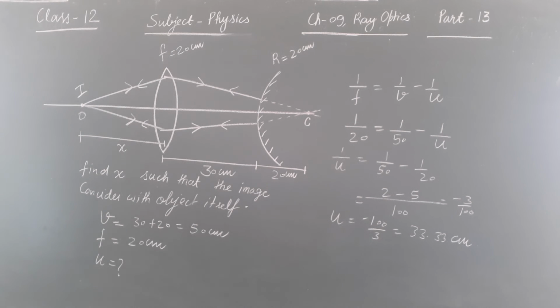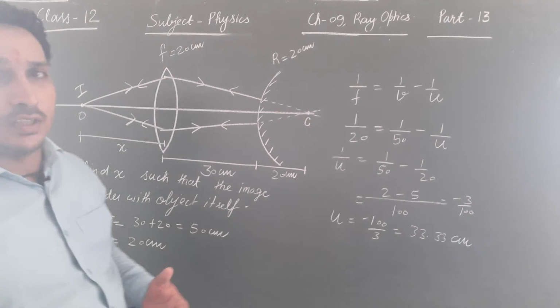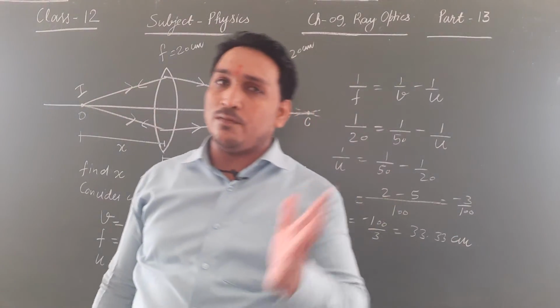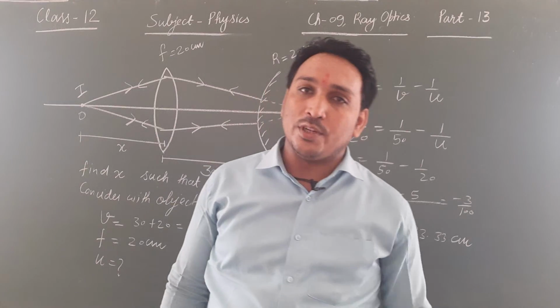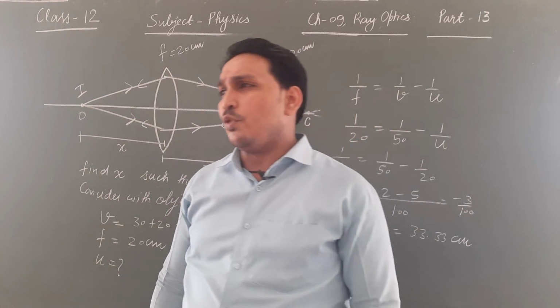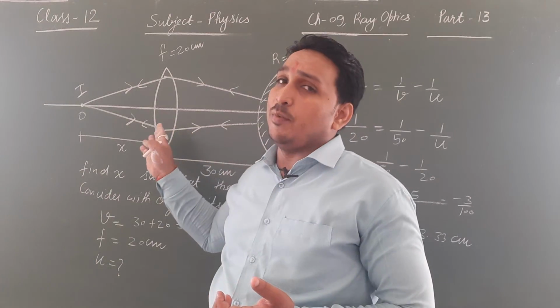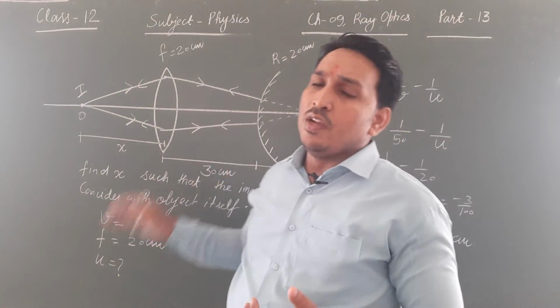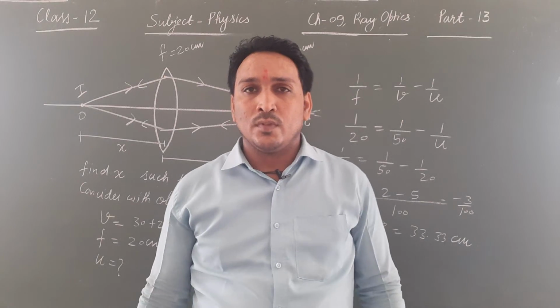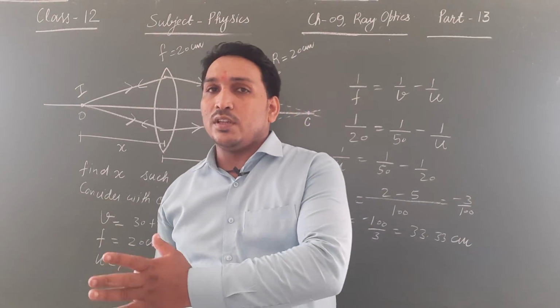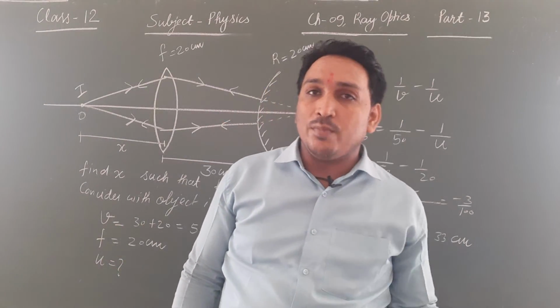So this is how we solve the combinations. I hope you understood the basic thing. The basic thing is the image formed by the first one will serve as an object for the second one. So many questions can be made. This separation can be changed. Then this lens can be concave. This mirror can be concave. So many things can be done. So this is how we solve the things, and this is how the combination part is there.